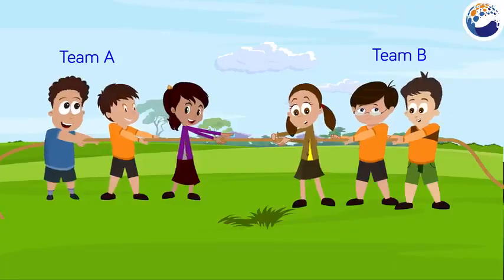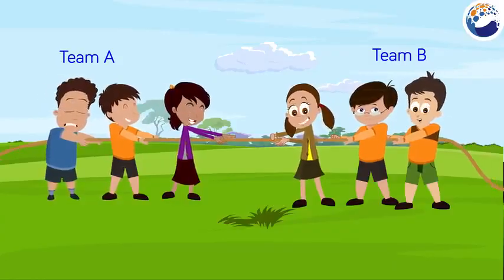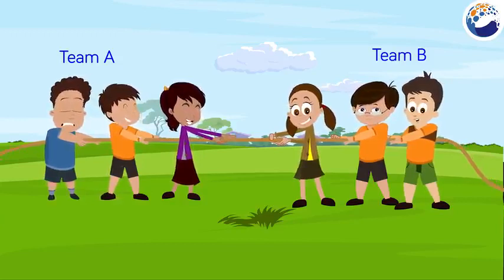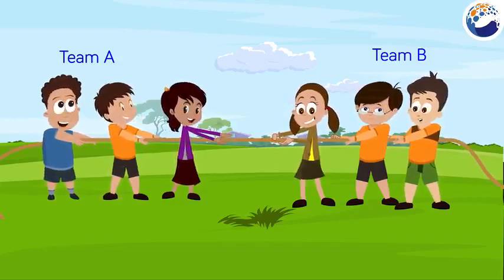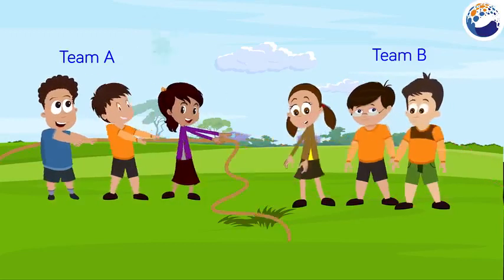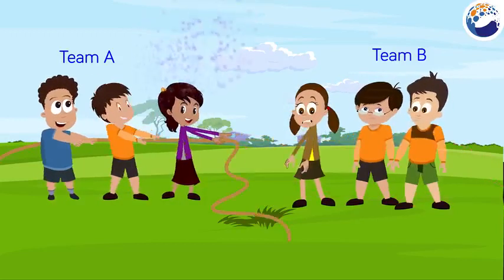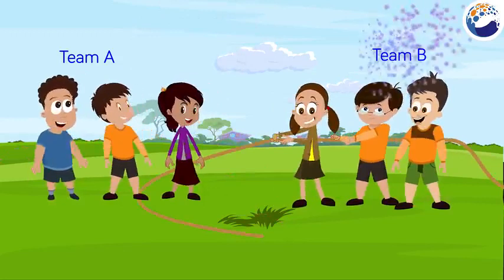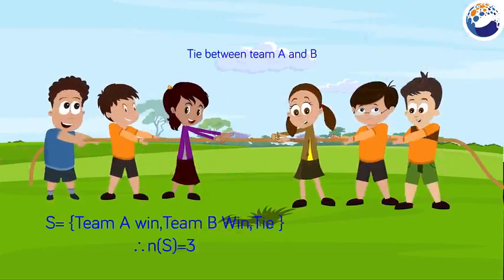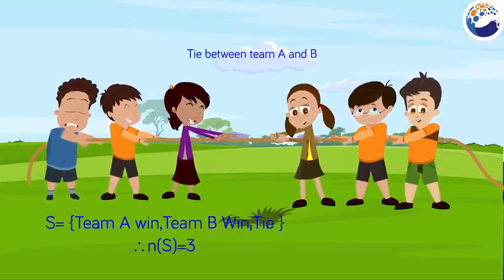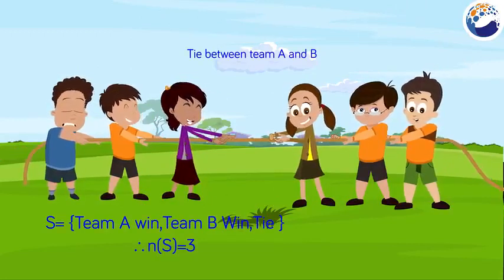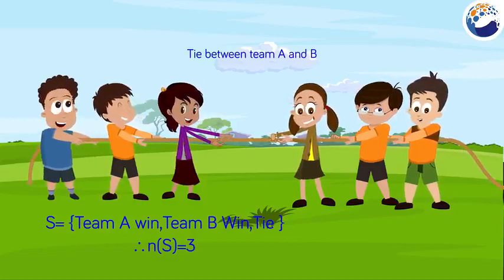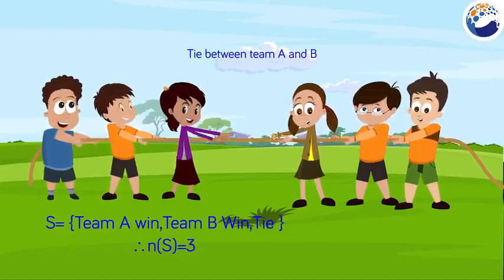Let us consider a game of tug-of-war played between two teams, Team A and Team B. This game can end in either of three results. 1. Team A wins the match. 2. Team B wins the match. 3. Or the game ends in a tie between Team A and B. Therefore, there are three outcomes. S = {Team A wins, Team B wins, tie}. n(S) = 3.